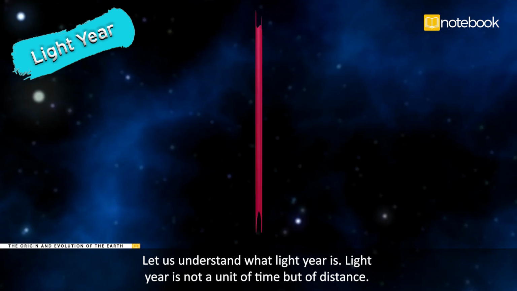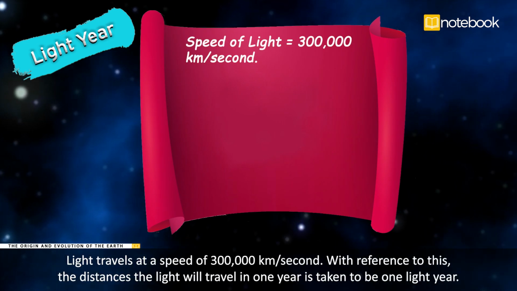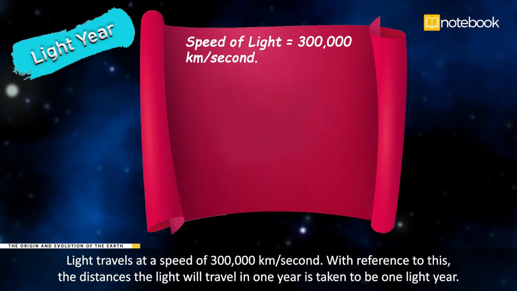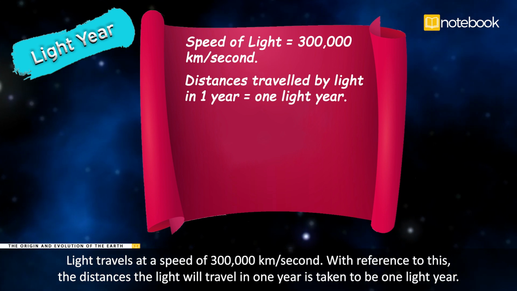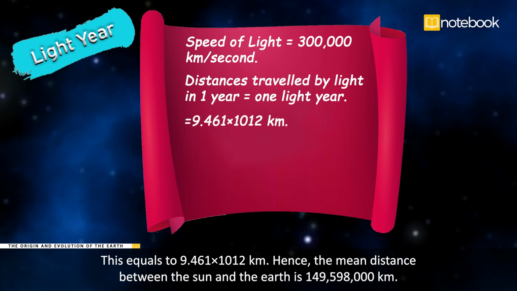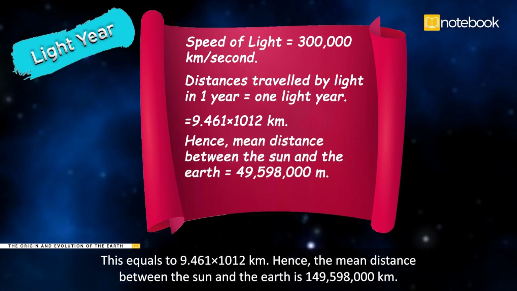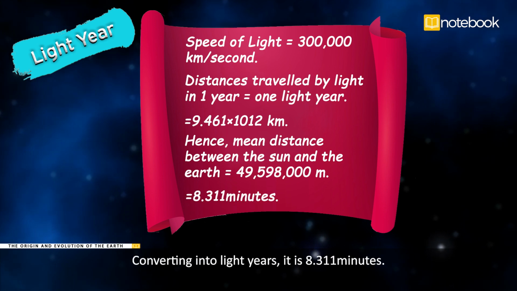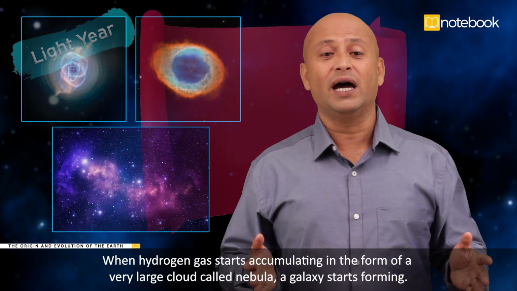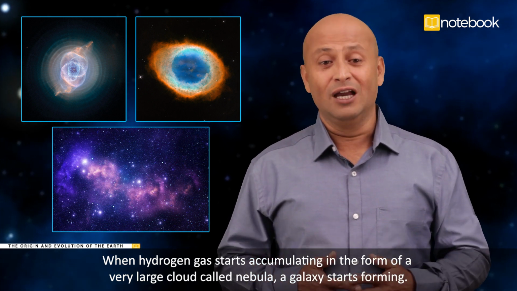Light year is not a unit of time, but of distance. Light travels at a speed of 300,000 kilometers per second. With reference to this, the distance the light will travel in 1 year is taken to be 1 light year. This equals to 9.461 into 10^12 kilometers. Hence, the mean distance between the Sun and the Earth is 149,598,000 kilometers. Converting into light years, it is 8.311 minutes.